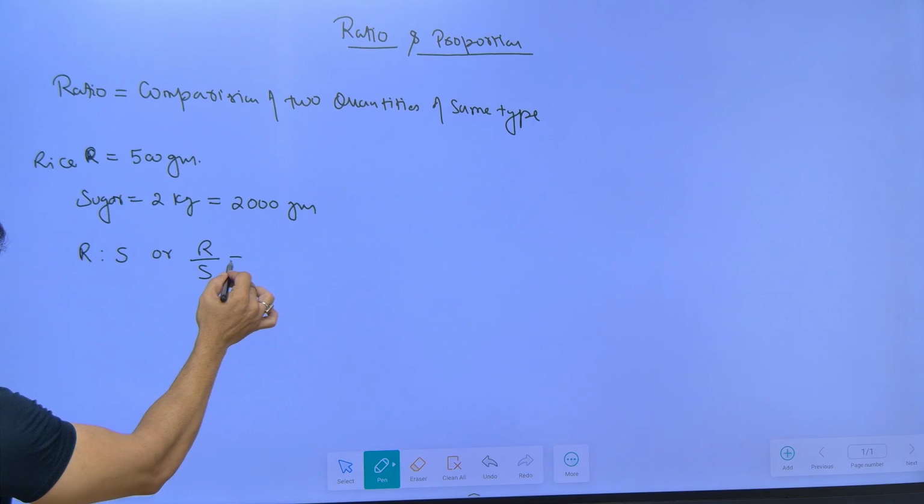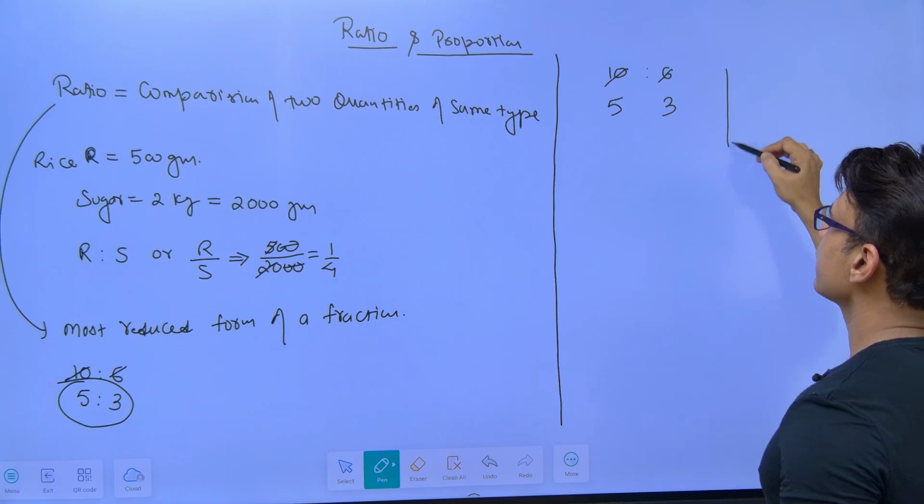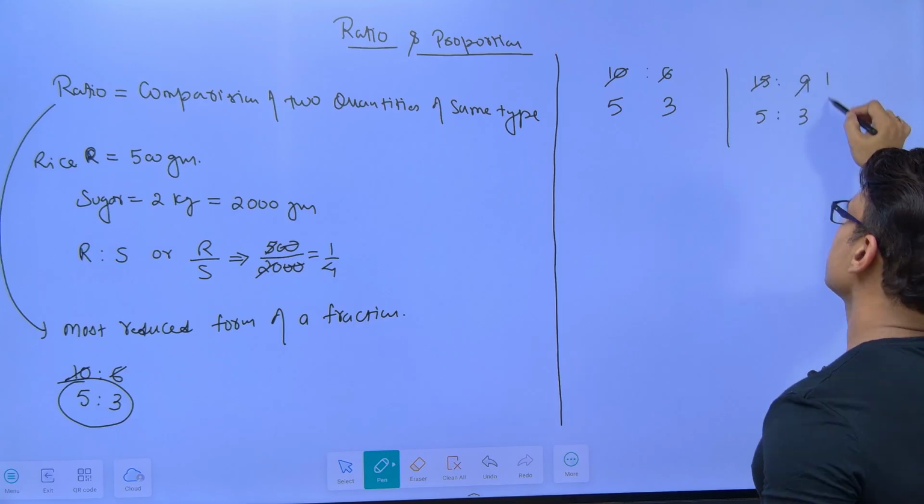See, actual numbers are 10 and 6. You cancel it with 2 and you got 5:3. Even if I take 15 and 9, cancel it, this also gives me the 5:3 ratio. And if I take, let's say, 20 and 12, 4 5s are 20, 4 3s are 12.